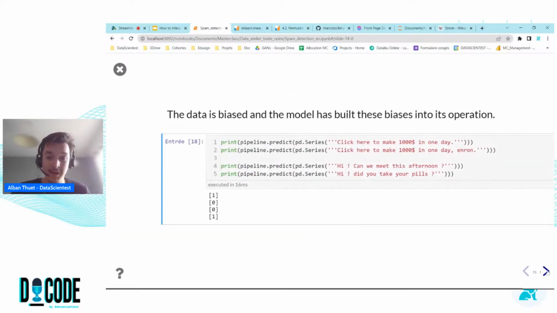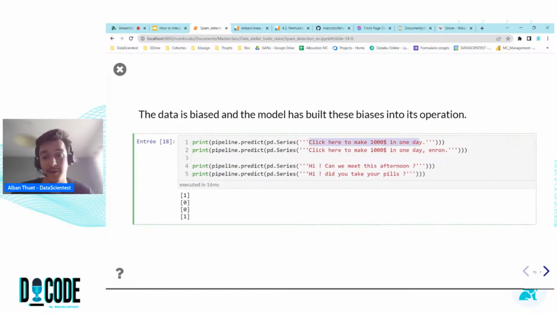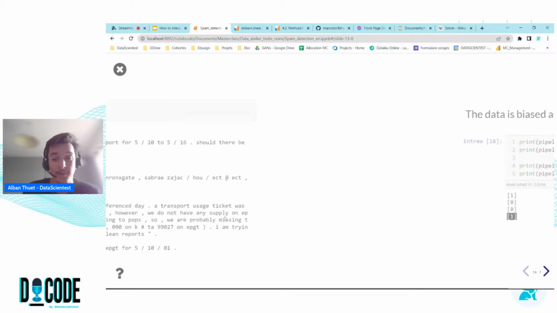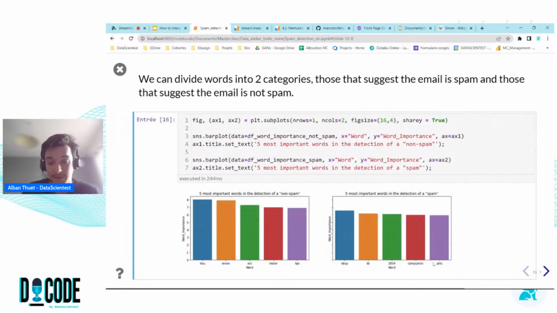So for example, if I take my example that I used before again, like click here to make $1,000 in one day. If I just add the name of the company and run, then the prediction is coming from a spam to not a spam. And if I talk about some pills, for example, then the prediction will give me that it's a spam because pills are categorized as spams here.